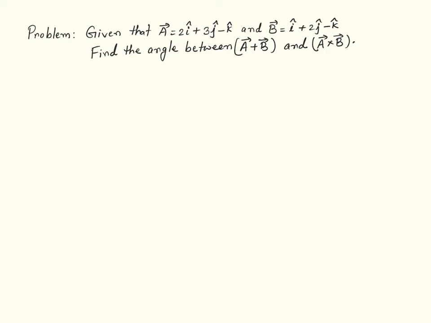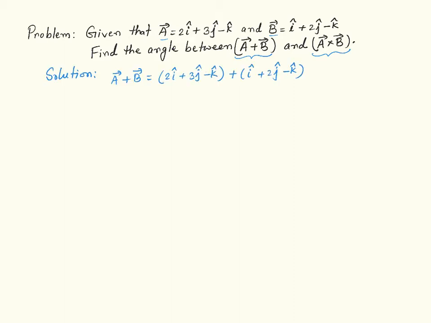In this video, I'm going to find the angle between two vectors. It's given that A is this vector and B is this vector, and we need to first find A plus B and then A cross B, and then we need to find the angle between them.